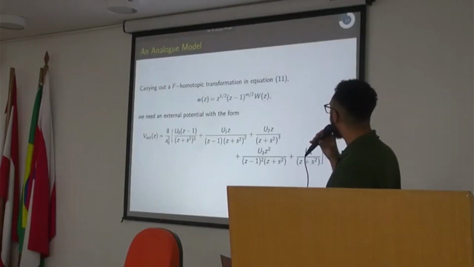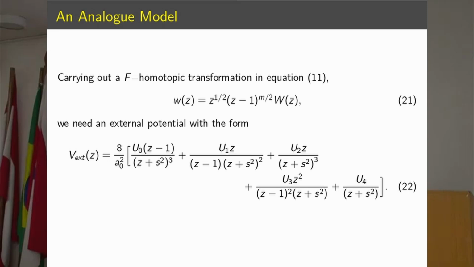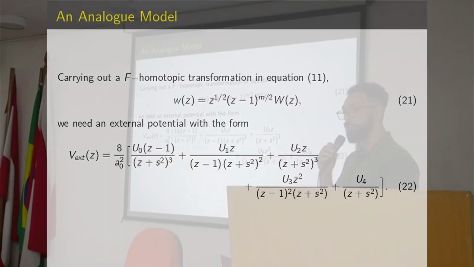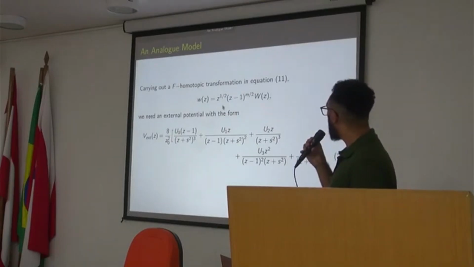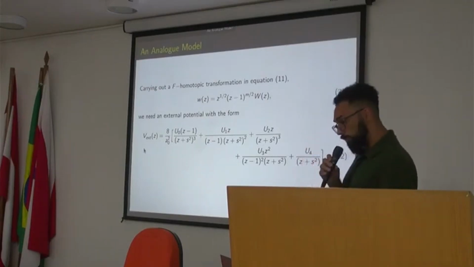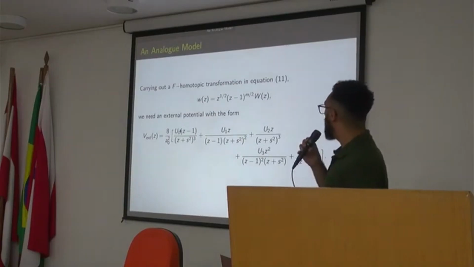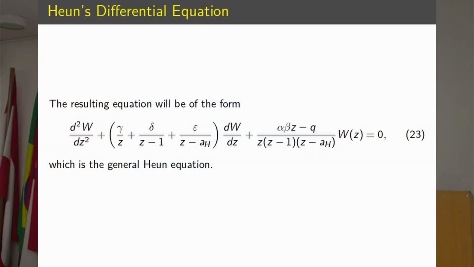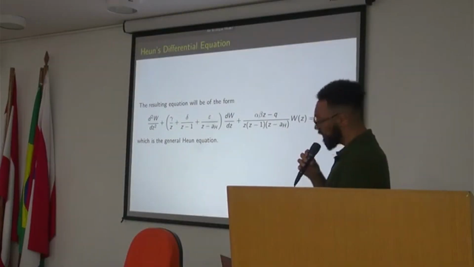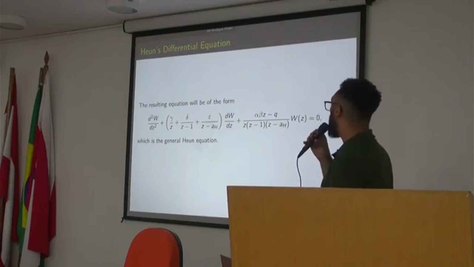So to actually transform our problem into the problem of a particle in the background of a black hole, we use this very specific F homotopic transformation and this huge external potential. The difficulty is to find these constants u0 to u4, but we can't do that. And then the resulting equation will be, once again, the general Heun differential equation, and we will get our analog model.